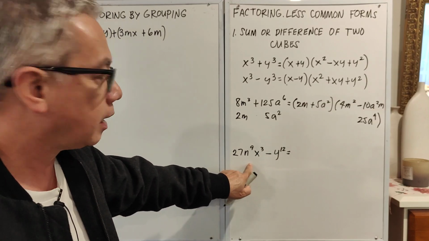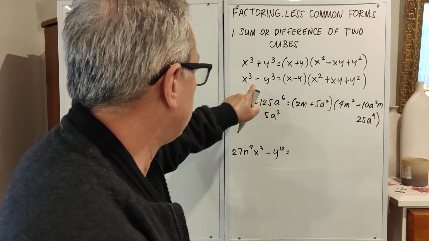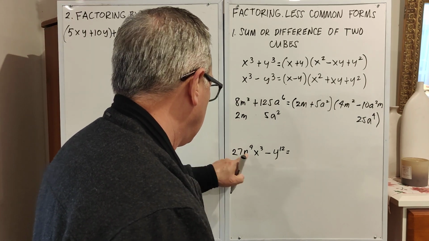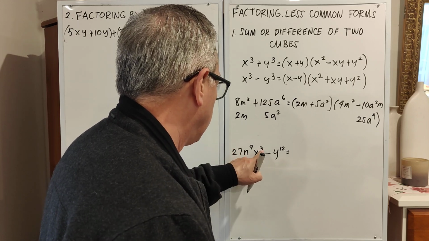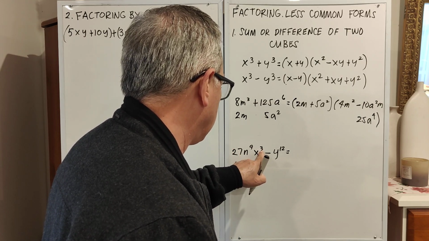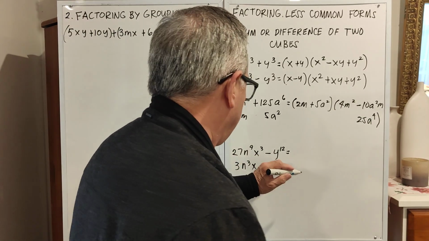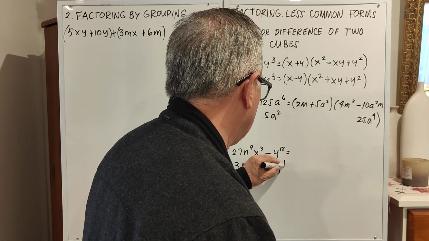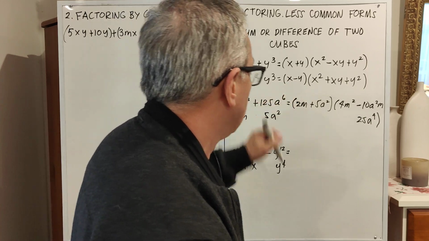We have a second example. This time it's negative in the middle, so we follow this format. We get the cube root of this one. This becomes 3n cubed, since 9 divided by 3 is n cubed. x divided by 3 is x to the 1, or x. This one, divided by 3, is y to the fourth.